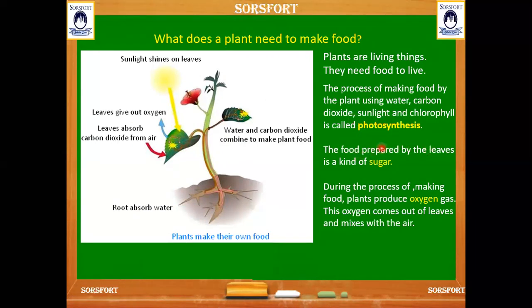The food prepared by the leaves is in the form of sugar. During this process of making food, the plant produces oxygen gas also. That oxygen gas comes out from the leaves and mixes with the air. That oxygen we people breathe in.